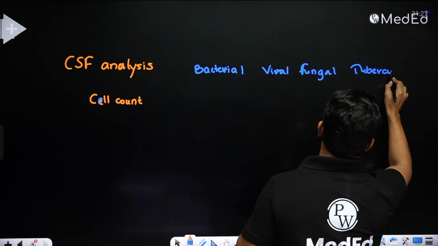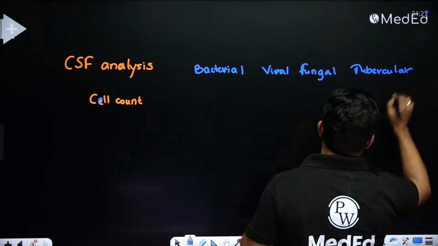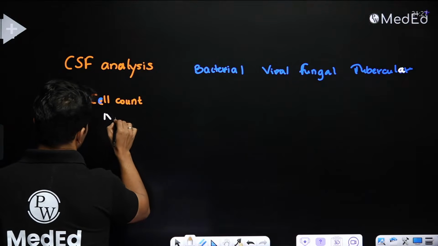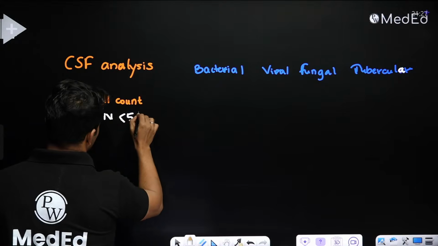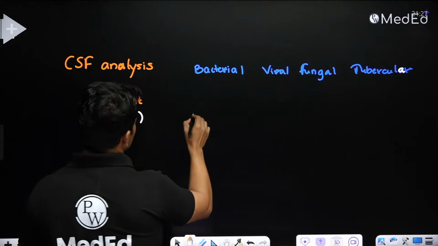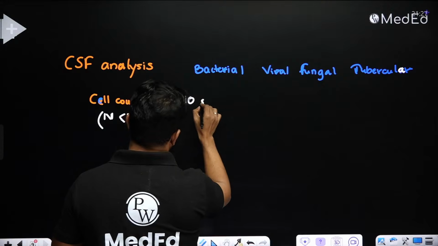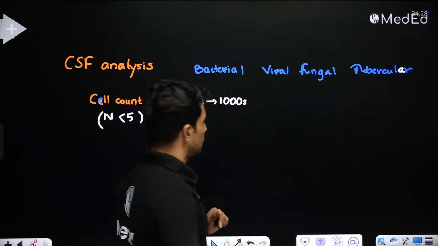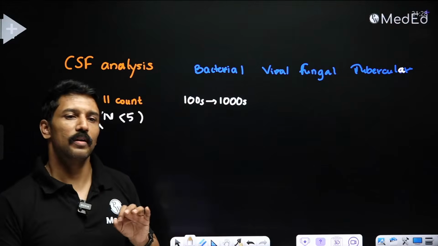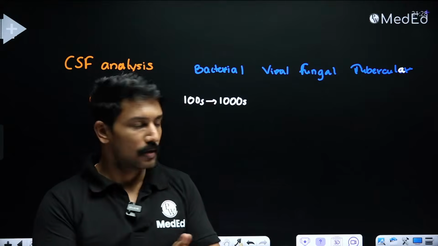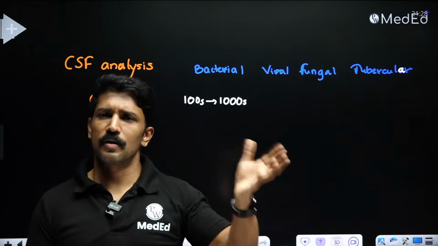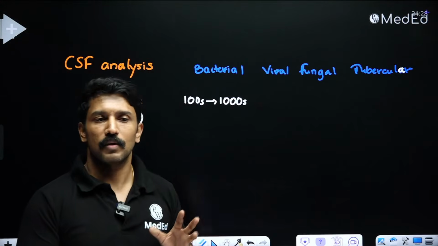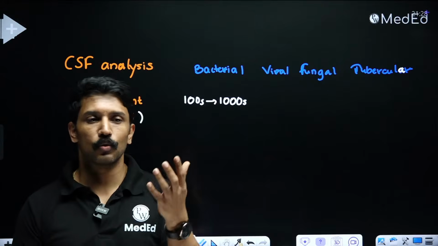How much increase are we expecting? The normal cell count is less than 5. So in bacterial, it goes from hundreds to thousands. What do I mean by hundreds to thousands? It doesn't mean 100 to 1000. I'm talking in terms of multiples of hundreds and thousands. So it may be like 100, 150, 200, 250, 300, or multiples of thousands, meaning 1000, 1500, 2000, 2500.